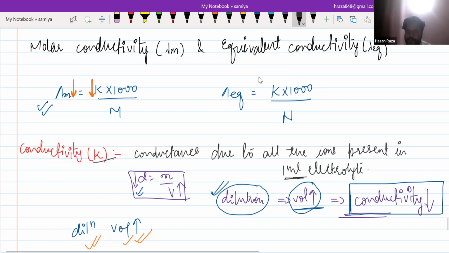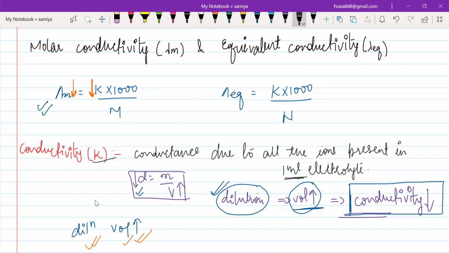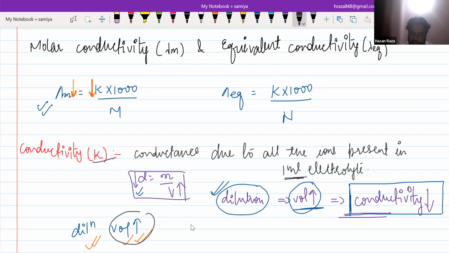But now you also know that if volume increases, you know the formula, molarity is equal to number of moles of solute upon volume. So if volume increases, molarity decreases. And if molarity decreases, molar conductivity should increase, because the relation between molar conductivity and molarity is inversely proportional. Yes or no?